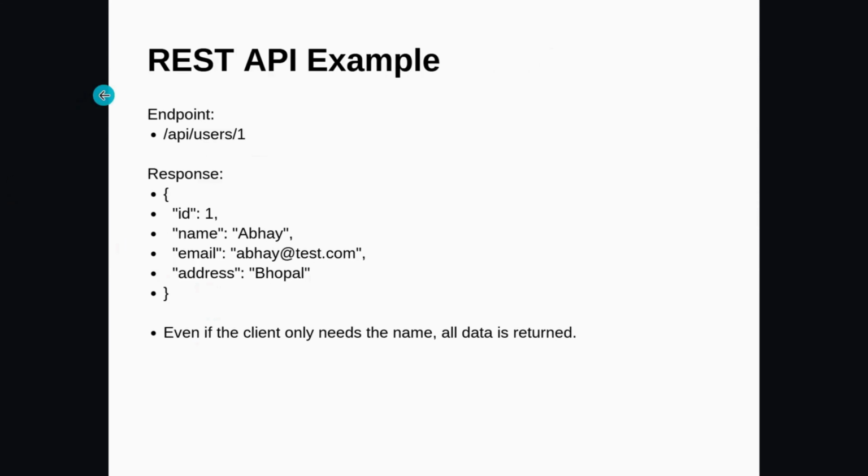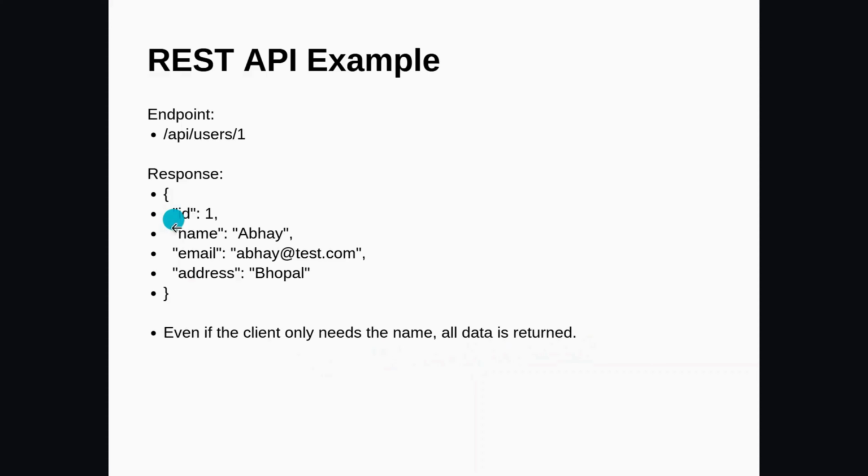For example, in the REST API, suppose this is the endpoint: api/users/1 means the first record. That way they get the user data, and similarly, if they want to fetch order data, they have to write api/order/1, or 123, or 10, anything. But if you see the response JSON in the REST API, it is returning the ID, the name, email, address, all the columns. If the client only needs the name, all data is returned.